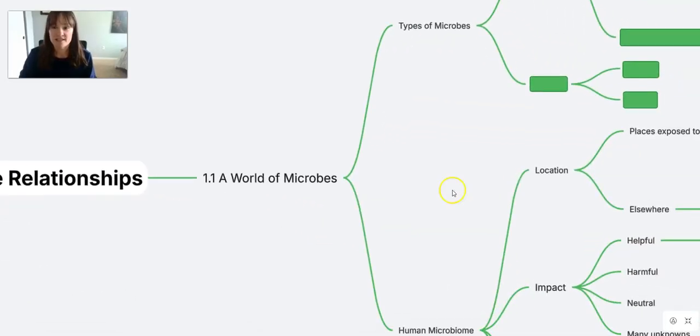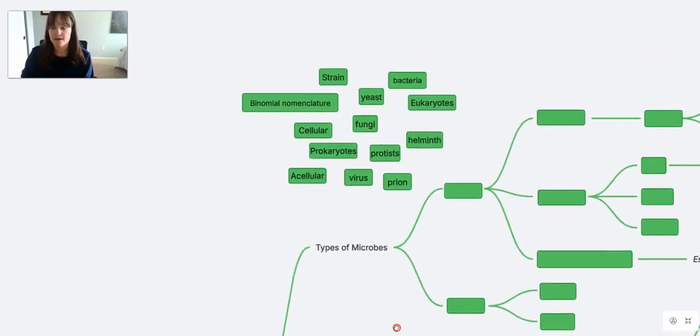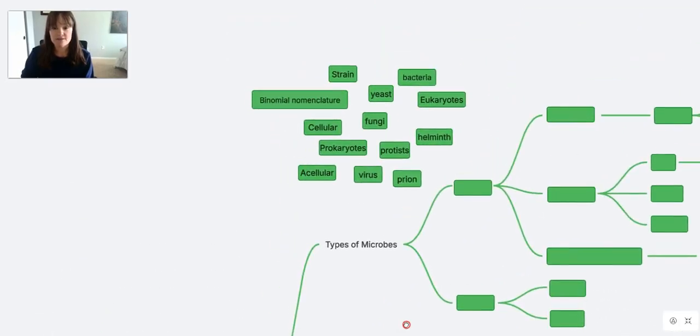So I divided the world of microbes into two major topics: the types of microbes and the human microbiome, which are the microbes that live in and on our body. Let's start with the types of microbes. I'd like you to pause the video and on each scrap piece of paper or sticky note, write down these key glossary terms and join me when you're ready.